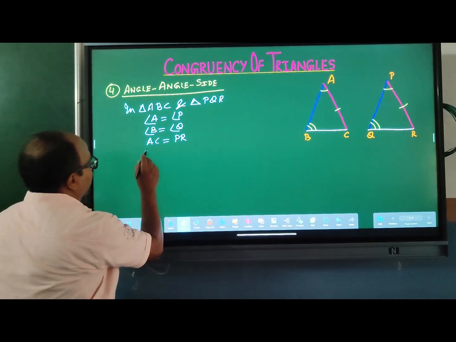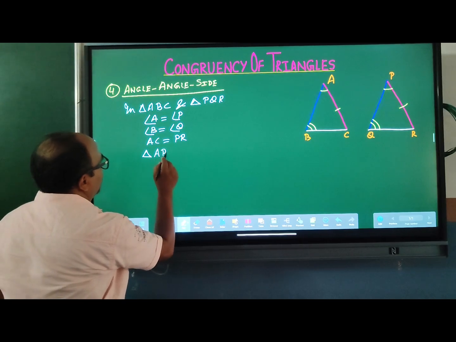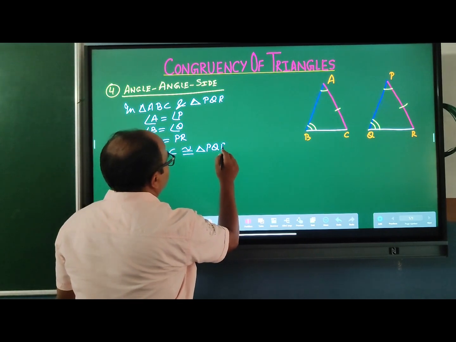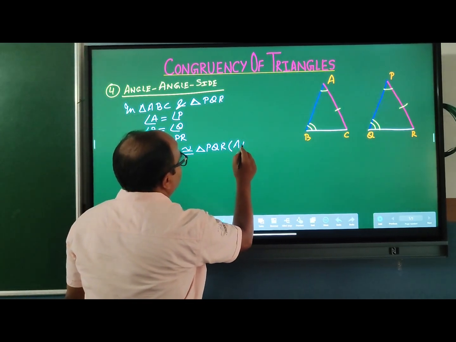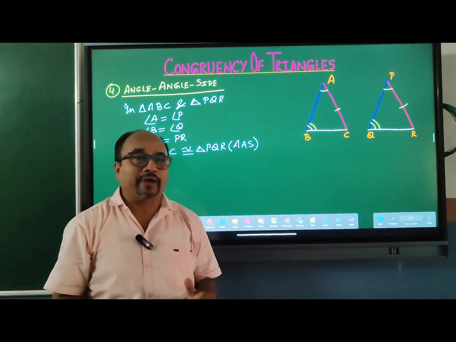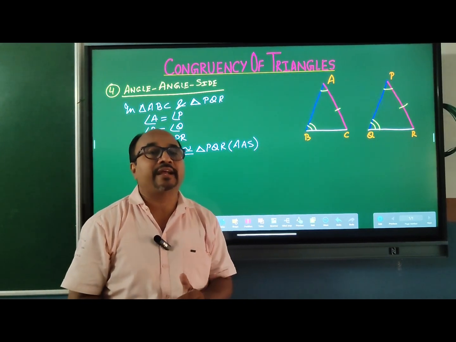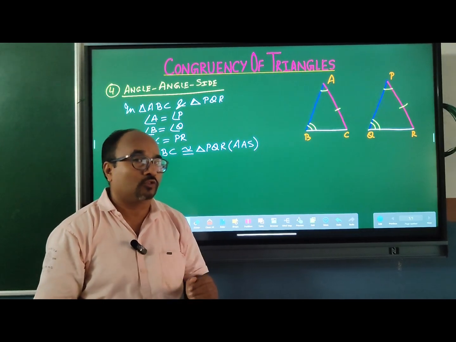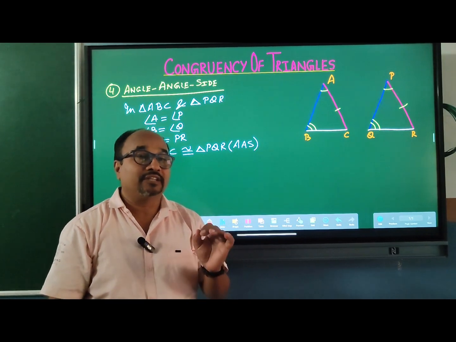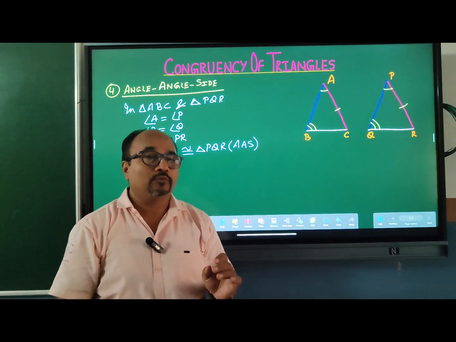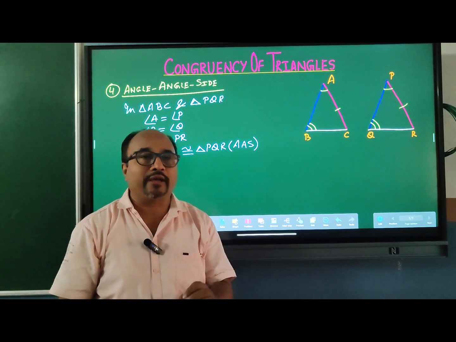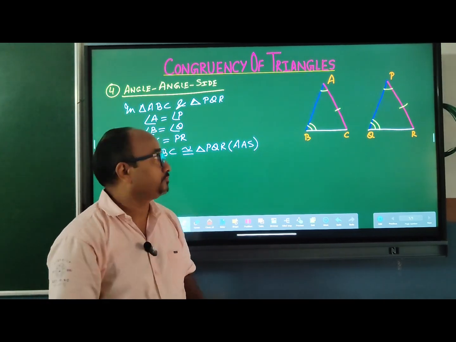So we have two angles and one side equal. So we write the two triangles congruent by the rule angle angle side. So keep in mind the third rule, which is angle side angle, and this fourth rule, angle angle side, they have difference only in one way. The side in the previous one was in between the two angles, but here it is not in between the two angles but at the same location.